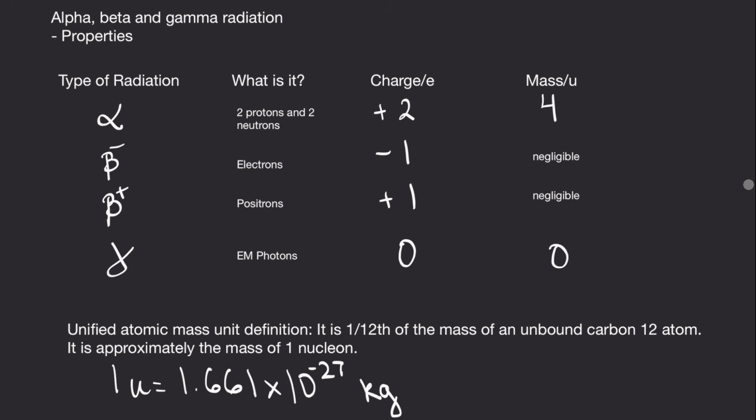Notice how in this table we have used the unified atomic mass unit. It is defined as 1/12 of the mass of the unbound carbon-12 atom. In practice in questions, we take it to be approximately the mass of 1 nucleon. 1 u is 1.661 times 10 to the minus 27 kilograms, and that is given in your formula booklet. For instance, the mass of the alpha particle is approximately 4 times this number.